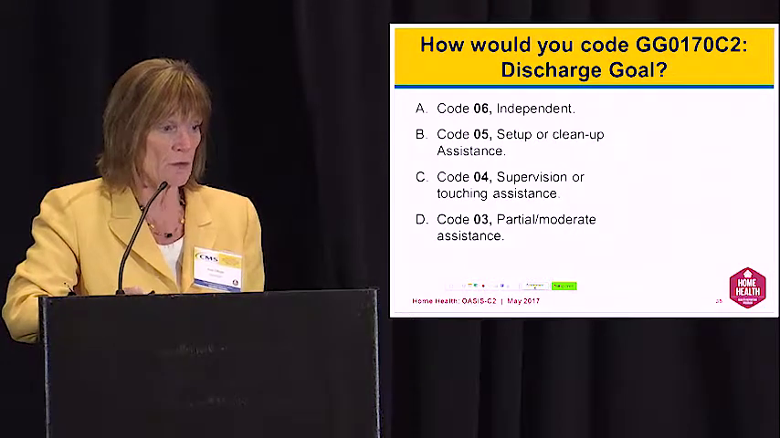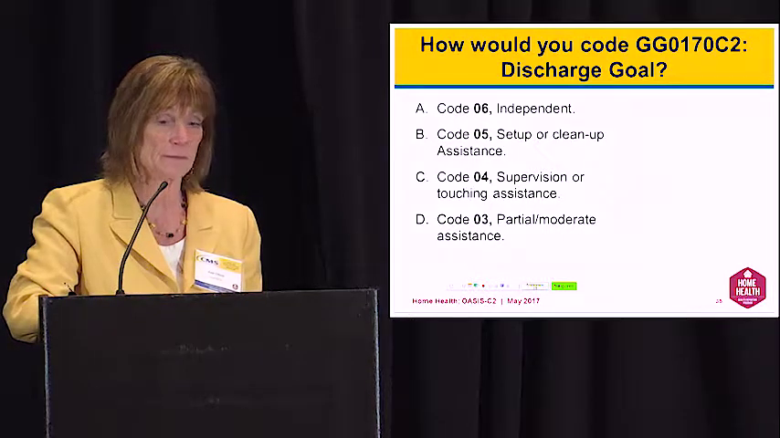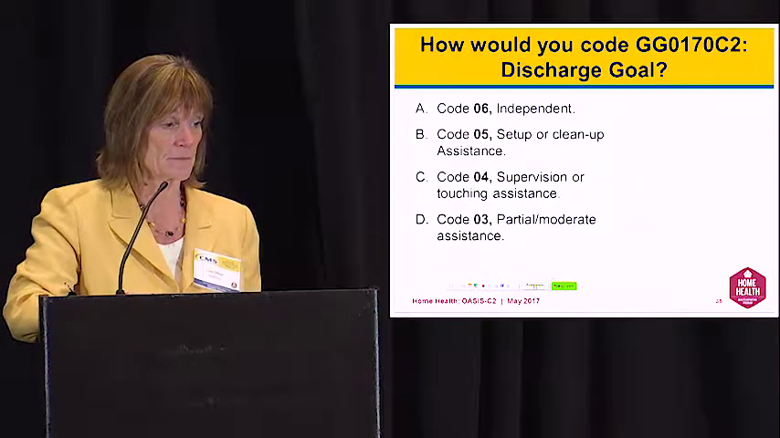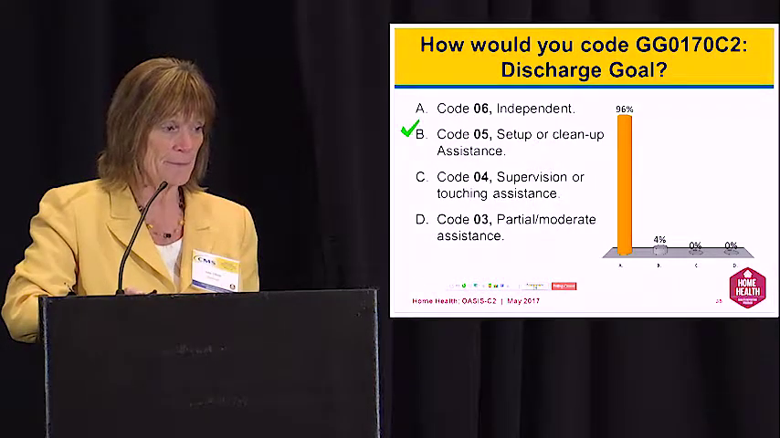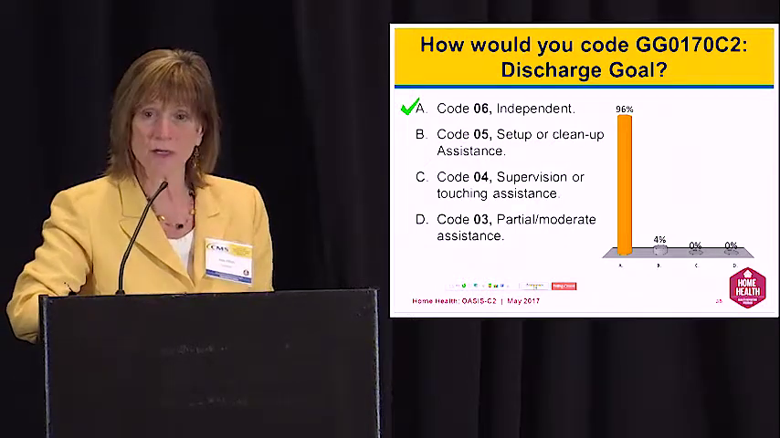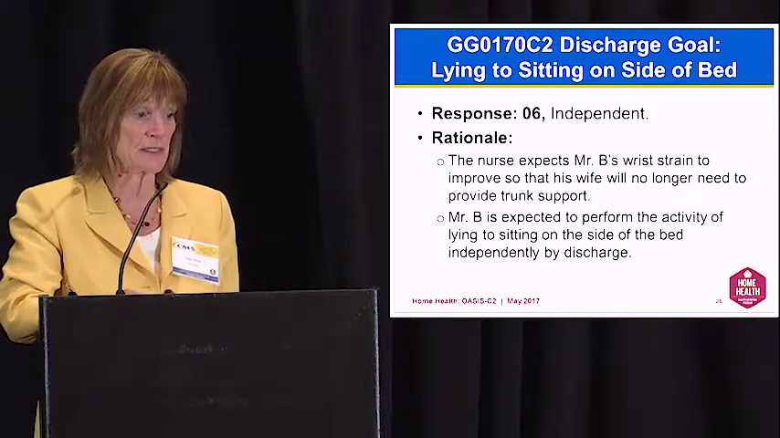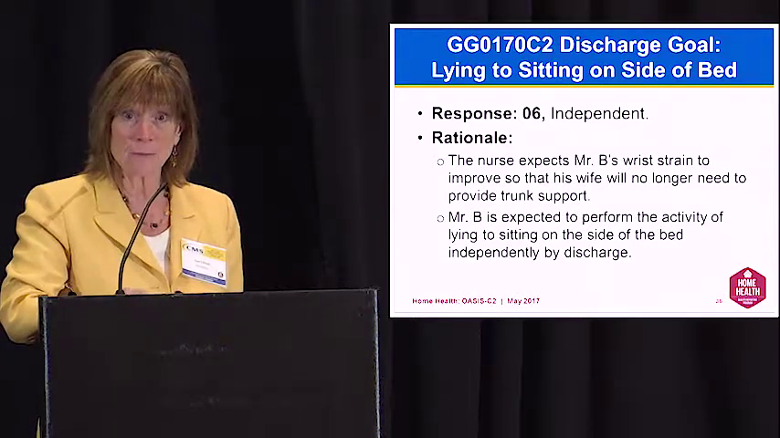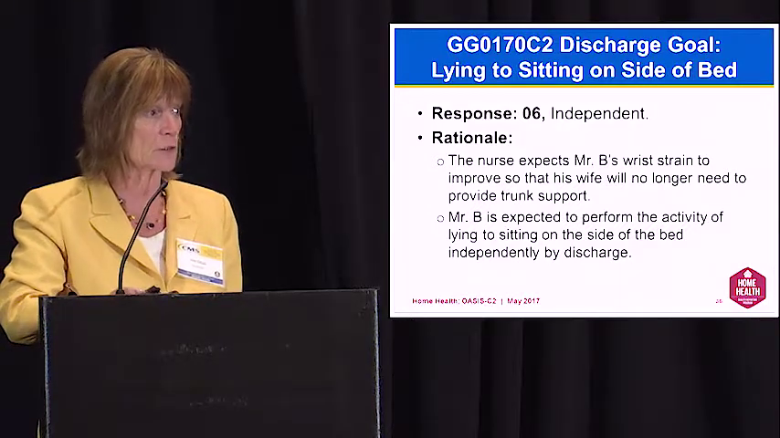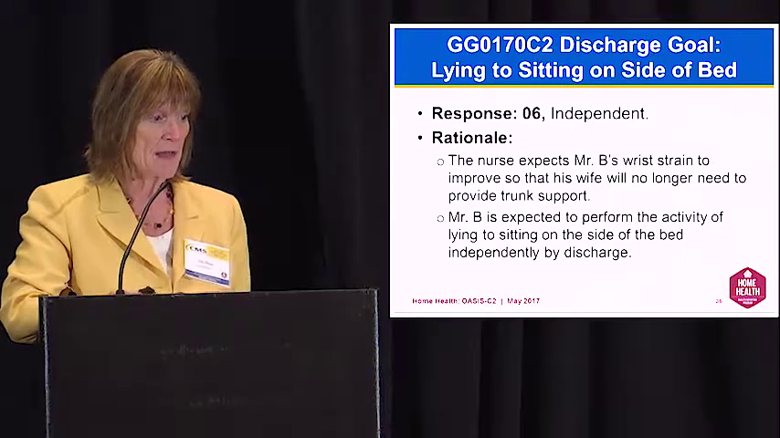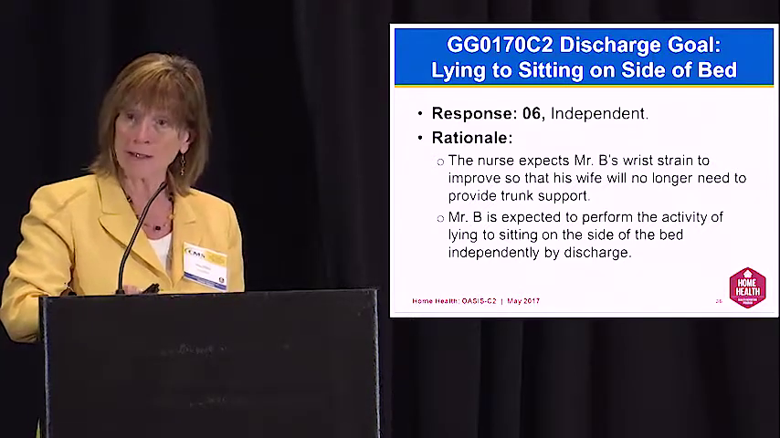And for the discharge goal for GG0170C2, great job. So the answer to this was a code of 6 for independent. And the reason for that was the nurse did expect Mr. B's wrist strain that was impacting his ability to perform the task. She did expect that would improve so that his wife would no longer need to provide trunk support, and that he was expected to perform the activity of lying to sitting on the side of the bed independently by discharge.